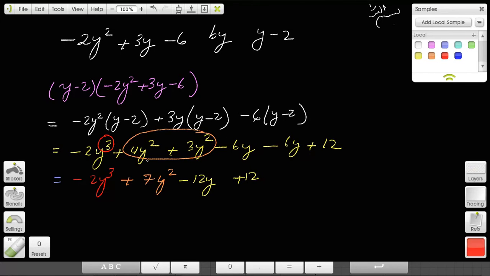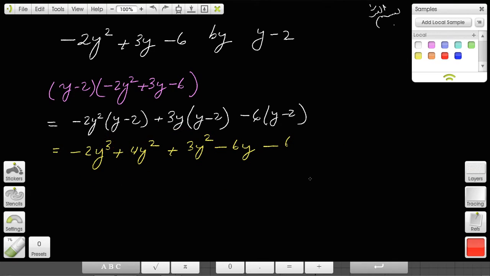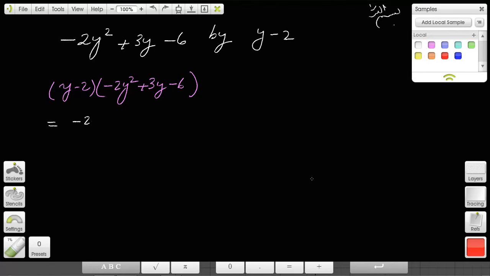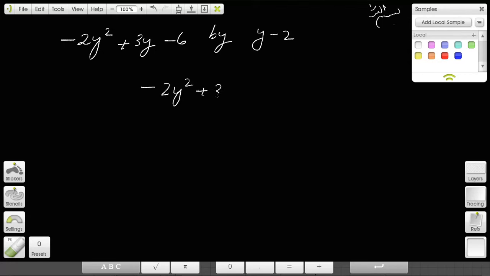So that's how you multiply polynomials, and this is called the horizontal method. Now, the vertical method gives you the same answer, but it's just a different structure. And sometimes I find this useful as well. So in this case, all you do is write the first one over here, 3y minus 6, and you write the second one underneath it, y minus 2.